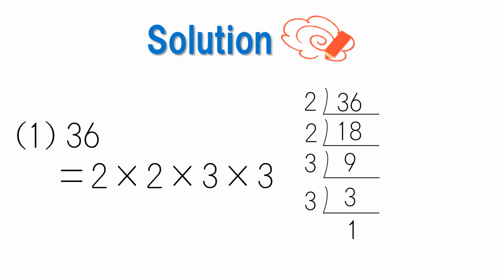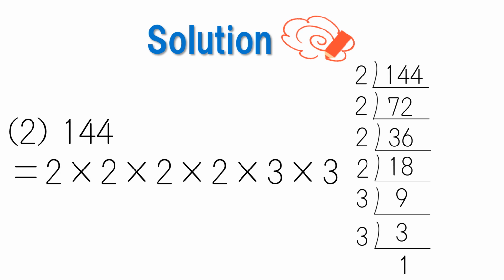The answer to number 1 is 36, which is the product of 2 times 2 times 3 times 3. The answer to number 2 is 144, which is the product of 2 times 2 times 2 times 2 times 3 times 3. Be sure to write the figure on the right for practice too. Were you able to answer both problems correctly?